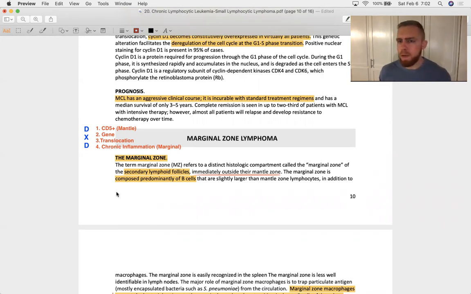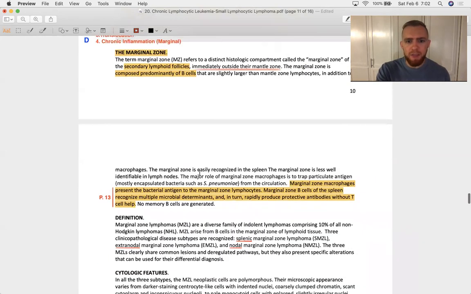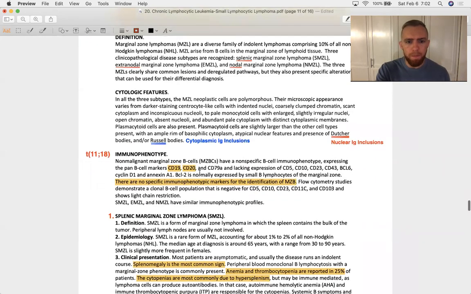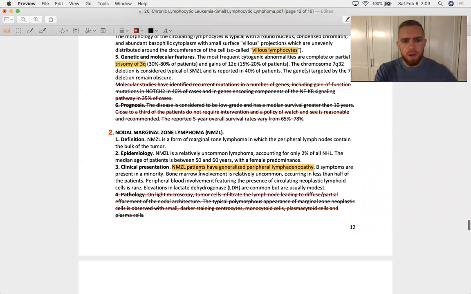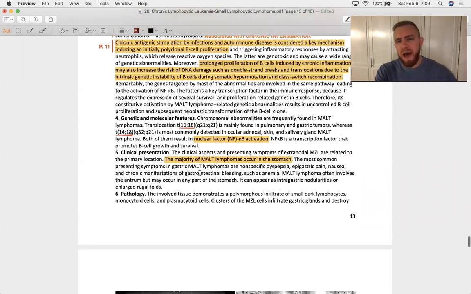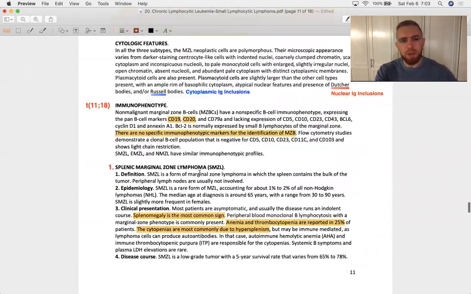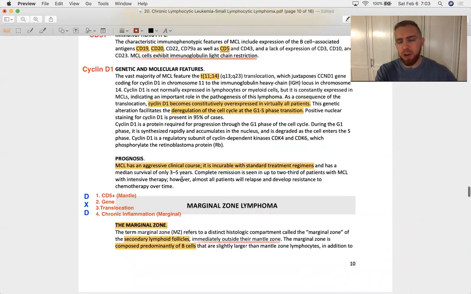Now, both of them have characteristic genes that are involved. In the mantle cell lymphoma, that gene is cyclin D1. And in the marginal zone lymphoma, actually, I don't know if it's nuclear factor kappa beta, really. You see that in just about every maltoma. But please understand, cyclin D1 is going to help you say this is a mantle cell lymphoma.